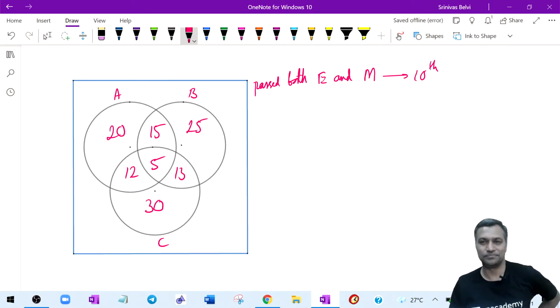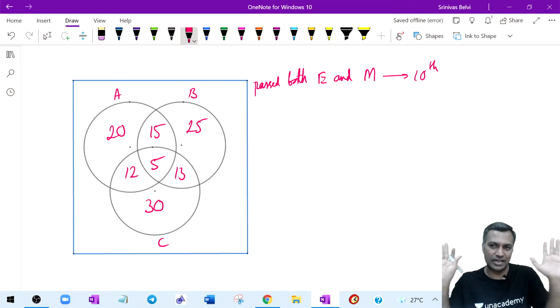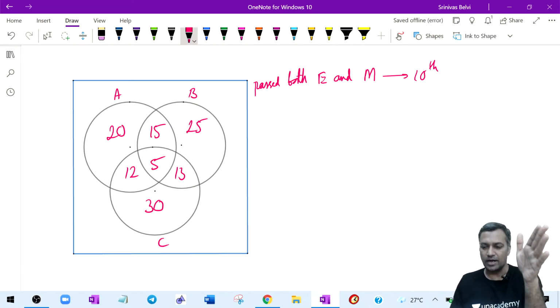Can you put it in the chat? If yes, put yes. If no, put no. You understand the way I said it, and respond in the chat. Have you passed both English and maths in 10th standard?